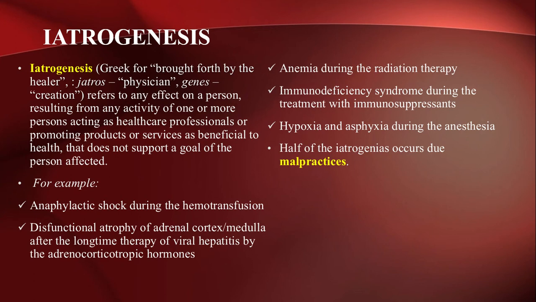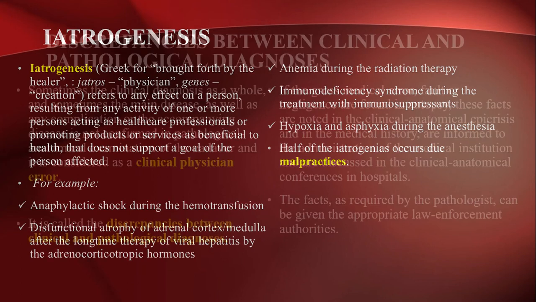For example, anaphylactic shock during hemotransfusion, dysfunctional atrophy of the adrenal cortex or medulla after long-term therapy of viral hepatitis with adrenocorticotropic hormones, anemia during radiation therapy, immunodeficiency syndrome during treatment with immunosuppressants, hypoxia and asphyxia during anesthesia, and so on. Half of the iatrogenias occur due to malpractice.